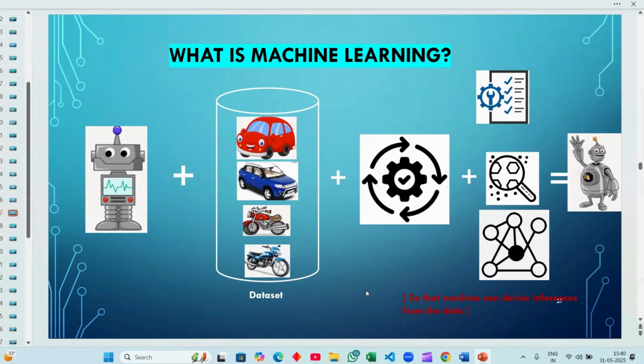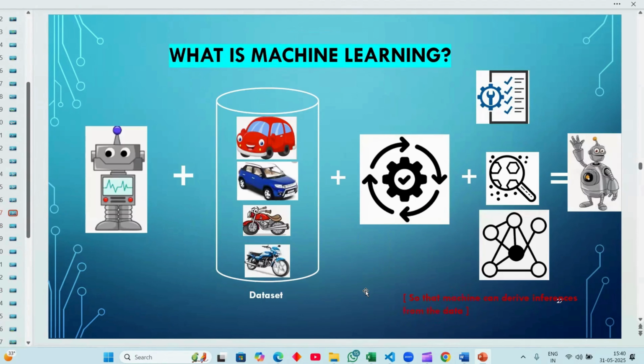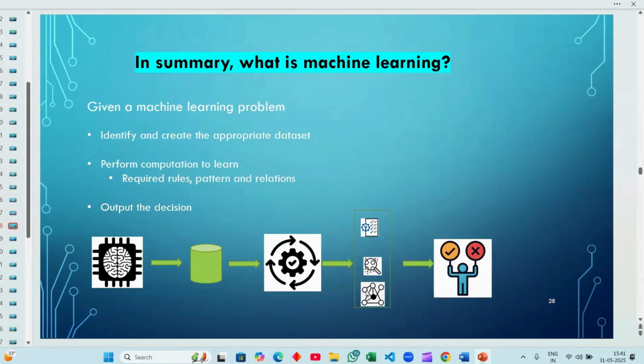Okay. After that, it decided. So this is a machine. So that the machine can derive an inference from the data. After that, we can generate a machine. So this is how the machine learning concepts run: building logics by training data or analyzing data, identifying the patterns, finding the logics. After that, we get a proper machine learning model.